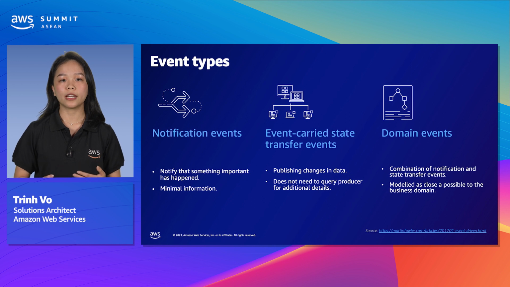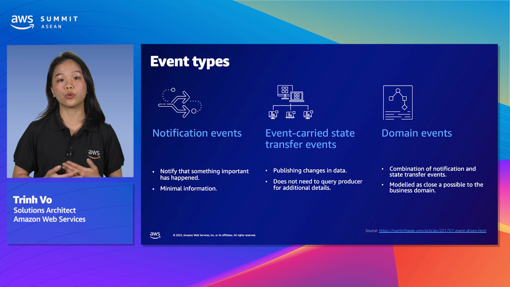Next, we have event carried state transfer events. These are events that capture change in data, which eliminates the need for the consumer to call back to the producer for additional data upon event consumption. For example, a DynamoDB Streams event is an event carried state transfer, as it includes the delta changes made to the items in your table. Putting the example into our e-commerce store, these events could be used to carry new order details from the checkout service to the order service.